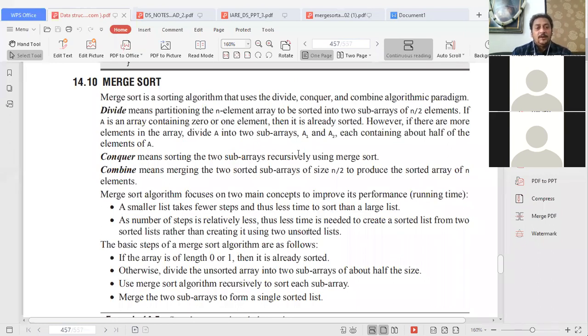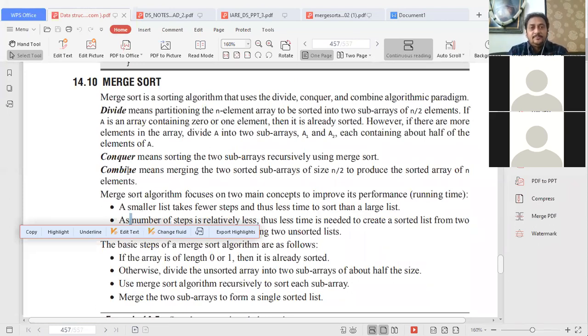Suppose you have 9 different elements. It is not possible to divide them into two equal parts. So either A1 can have 4 elements and A2 5 elements, or A1 can have 5 elements and A2 4 elements. Whatever way we divide, in the second step we conquer, that is, we separately sort the two subarrays, and then we combine in the third step. So divide, conquer, and combine are the three steps that happen in MergeSort.